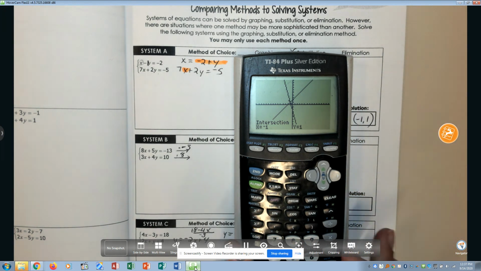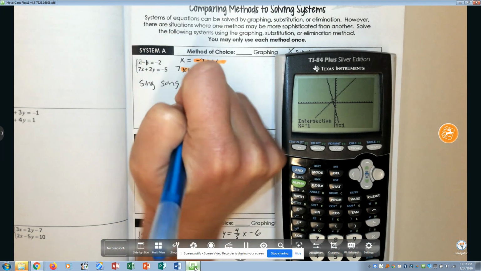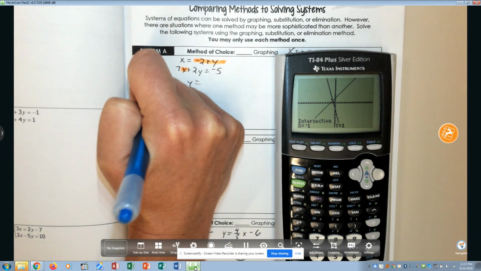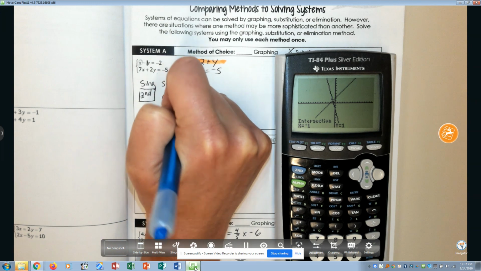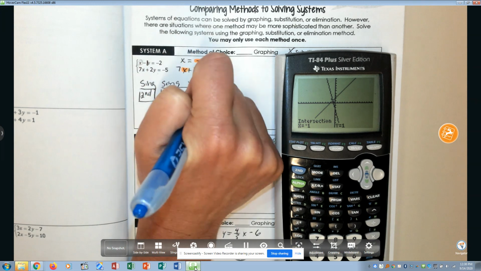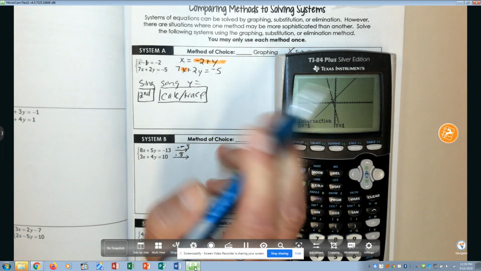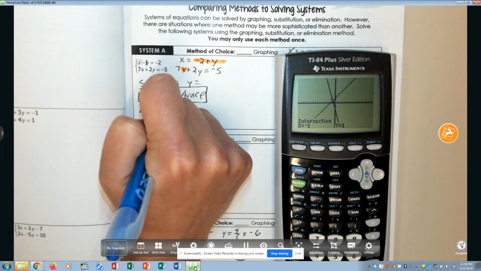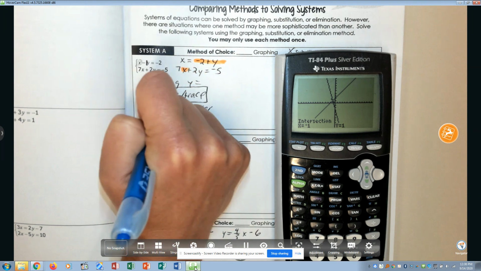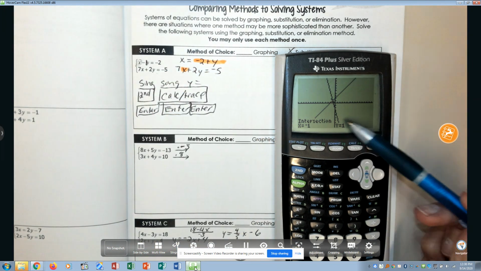So let me write down my steps here. Sing the song and put in y equals. Then hit second calc. All right, so I'll put trace here too so you remember. And then you have to see the intersection point for this to work. Then you hit enter, enter, enter. And then after you do it 3 times, you will see your intersection point here.